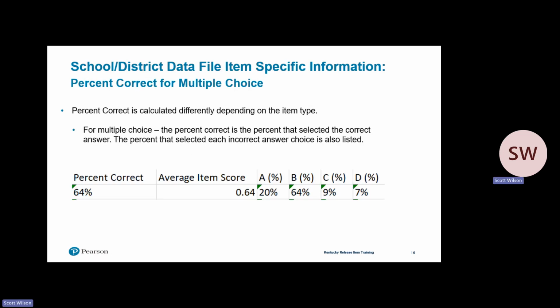For the percent correct, for multiple choice, the percent correct is the percent that selected the correct answer. The percent that selected each of the incorrect answers will also be listed. So in this example, you'll see the percent correct was 64%, which is option B. You also see the percentages for A, C, and D.